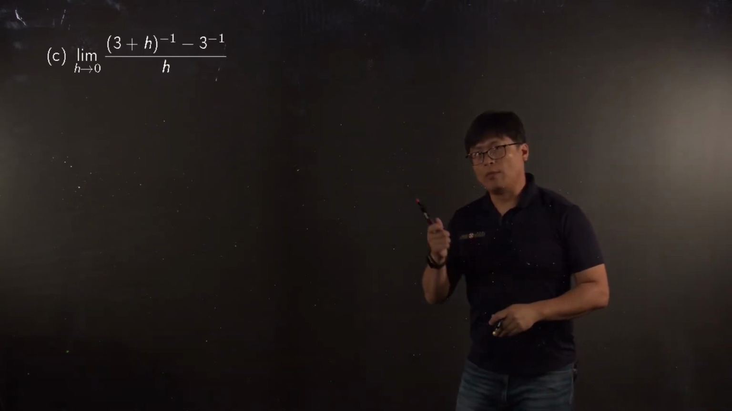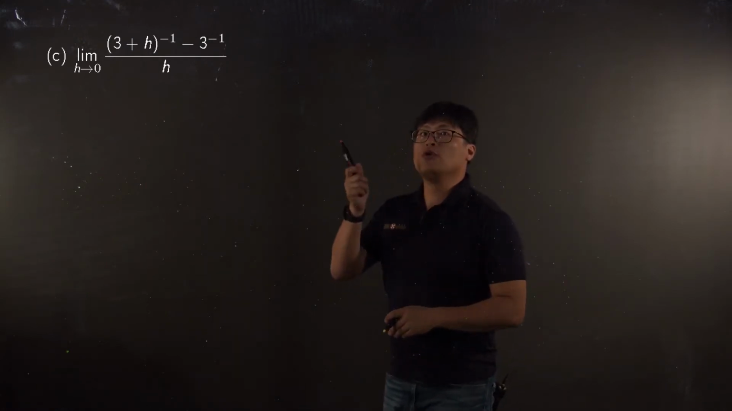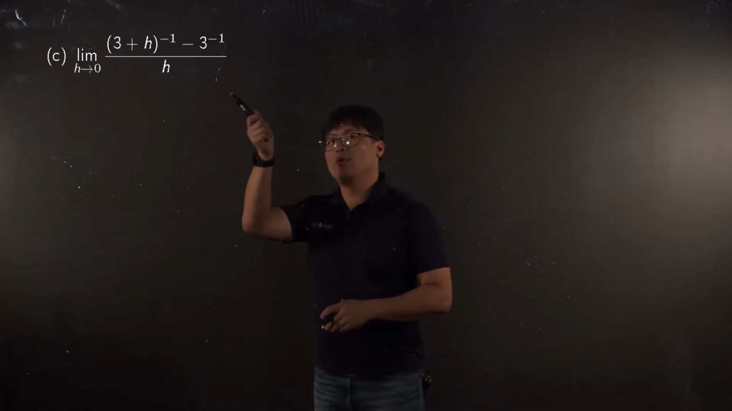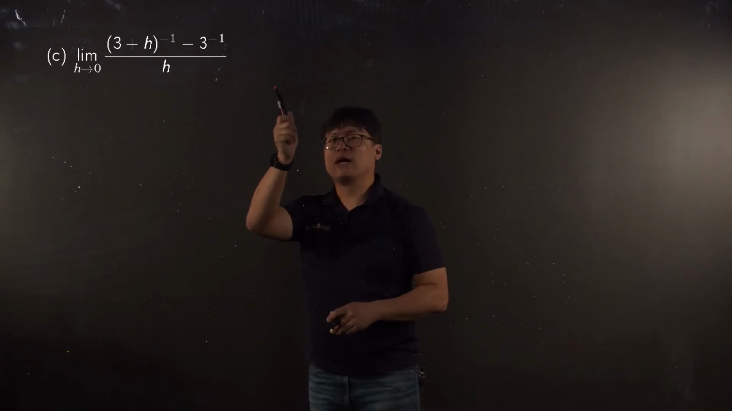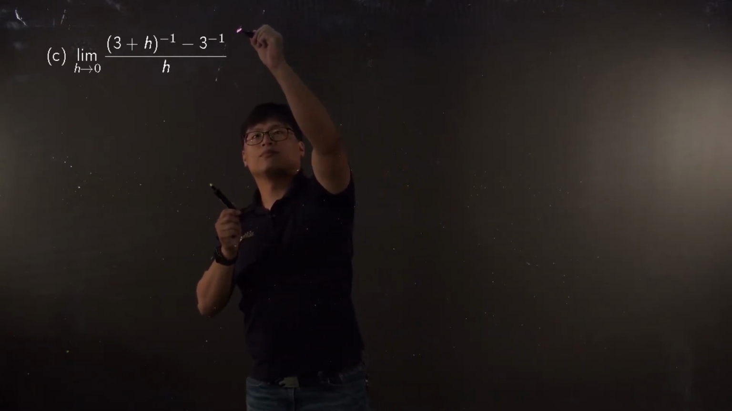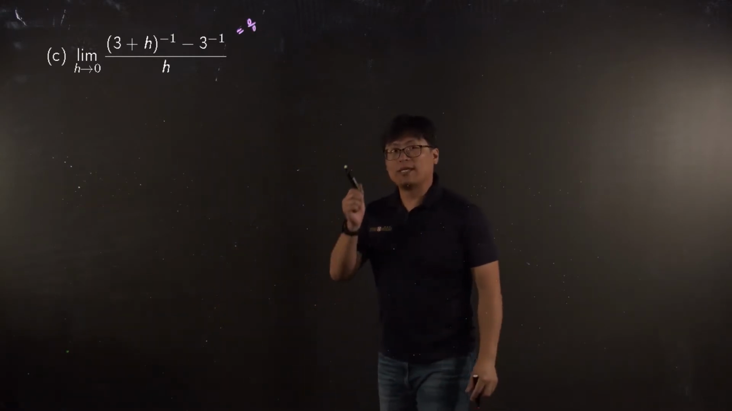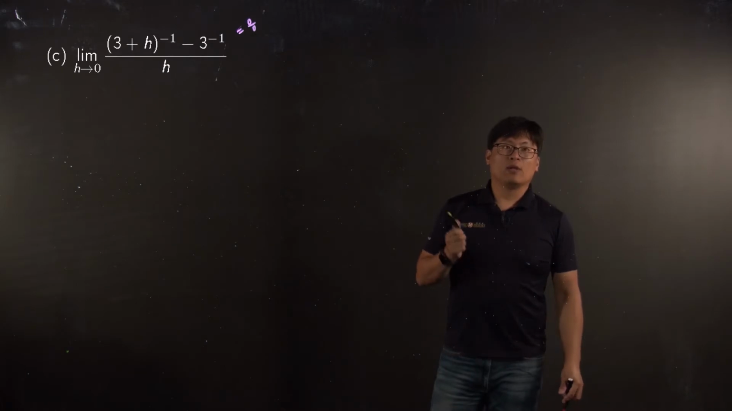Again, whenever you have to evaluate a limit, plugging in is the first step, okay? When you plug in h equals 0, look at that. 3 to the minus 1 minus 3 to the minus 1, which is 0 over 0, which is indeterminate form. So we cannot evaluate with this form. Then what are you going to do?